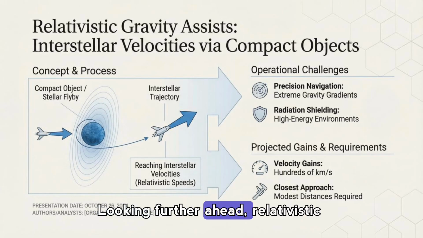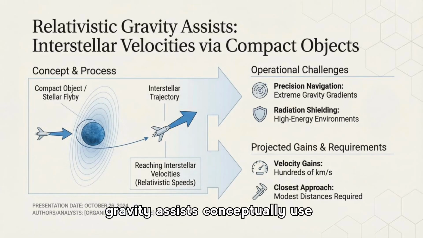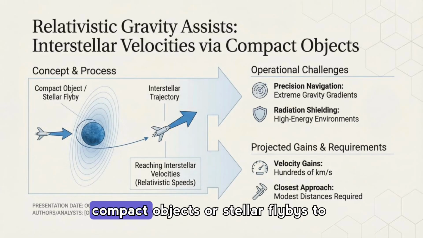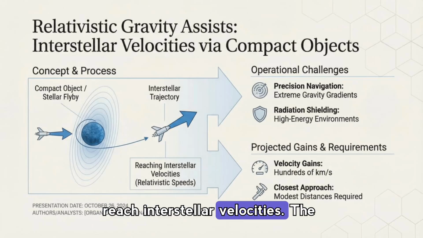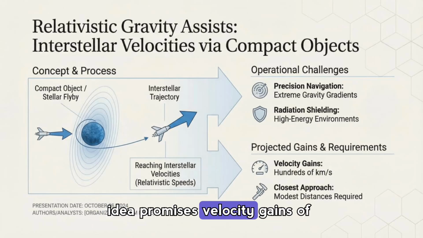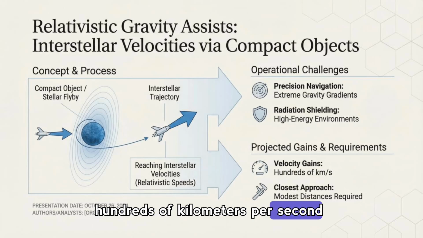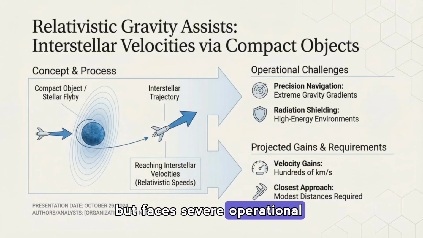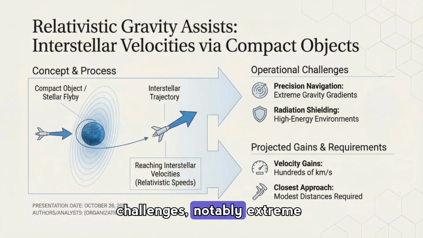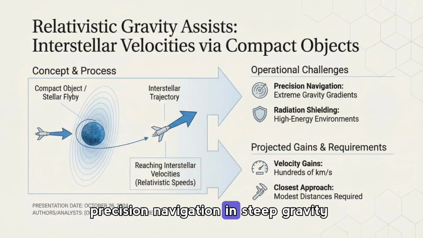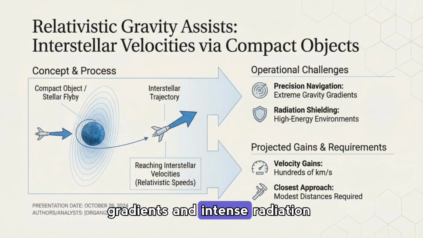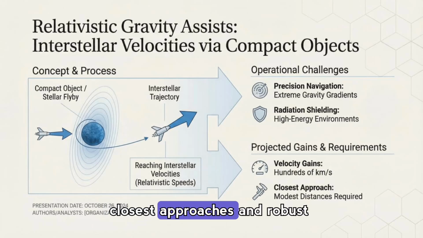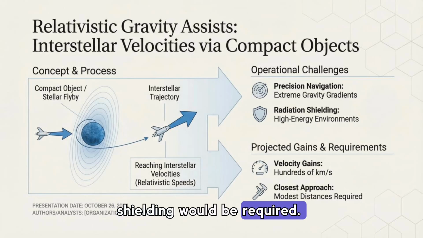Looking further ahead, relativistic gravity assists conceptually use compact objects, or stellar flybys, to reach interstellar velocities. The idea promises velocity gains of hundreds of kilometers per second, but faces severe operational challenges, notably extreme precision navigation in steep gravity gradients and intense radiation environments, meaning modest closest approaches and robust shielding would be required.